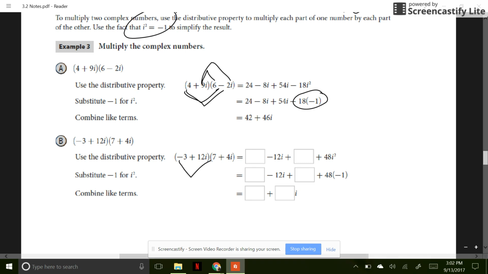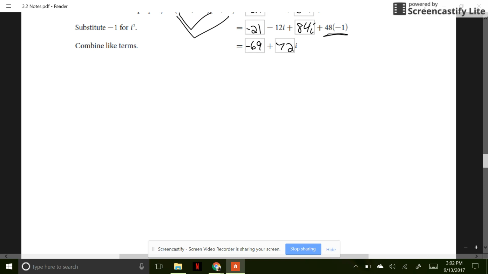We distribute. -3 times 7 is -21, minus 12i, that's our outside terms. Inside terms, 12 times 7 is going to get us 84i, and then plus 48i squared with our last terms there. So our -21 isn't changing, our 84i isn't changing, but now we've got that 48 times -1, so that gets you -48 combined with a -21 to get -69, and then with our i terms, -12 plus 84 would get us a positive 72i.